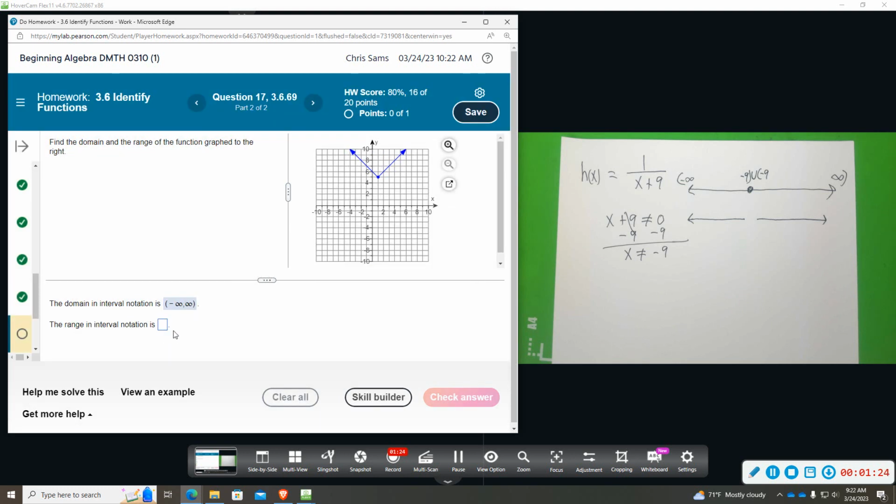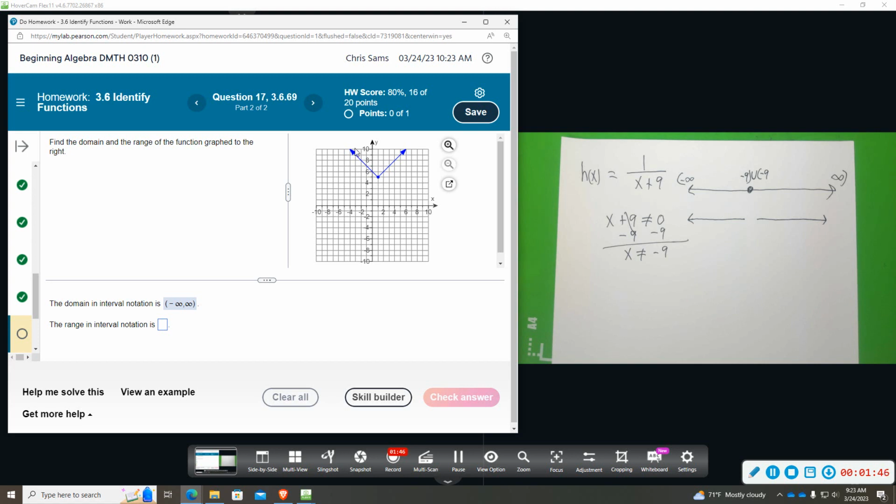Okay, so now we want to do the range. So range is looking top to bottom or bottom to top. So what's the lowest point first? I always got to do small to large. So the lowest point, the furthest point down. It's a dot. This graph does not go below this point right here. This y value is 5. Okay, so the lowest value is 5.